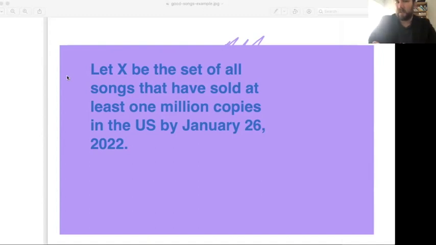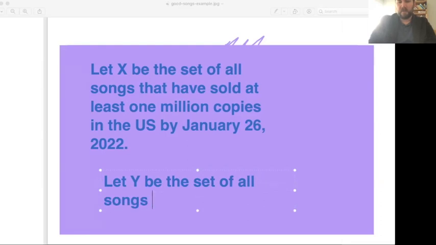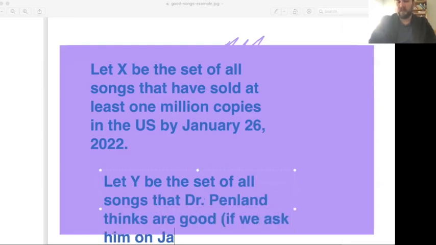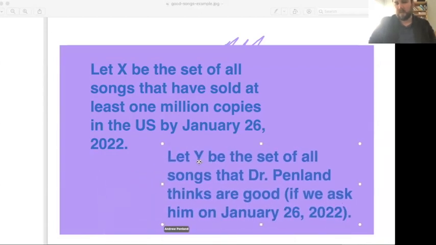Another way we could do it is we could make it still be dependent on opinion. We could still tie this to a person's opinion, but we could make it be one person's opinion. So we could say, let Y be the set of all songs that Dr. Penland thinks are good if we ask him on January 26th, 2022. Both of these would be acceptable definitions. And these are not ambiguous. These are things where we can actually determine whether or not the membership criterion is met.